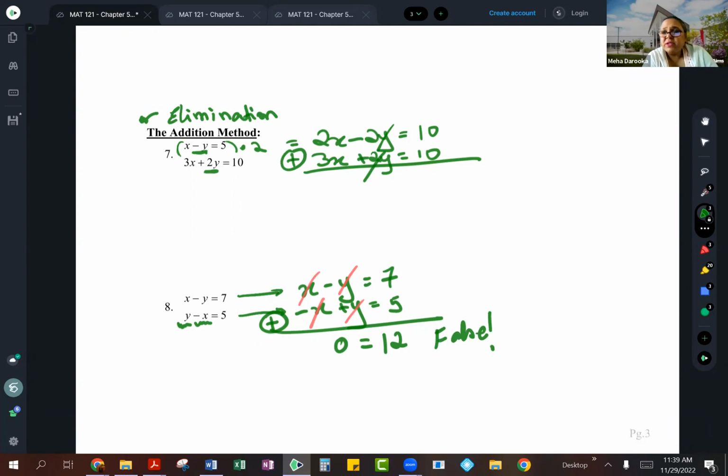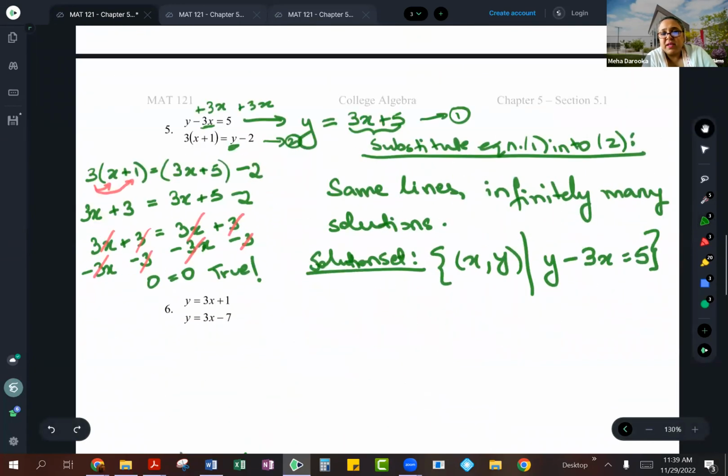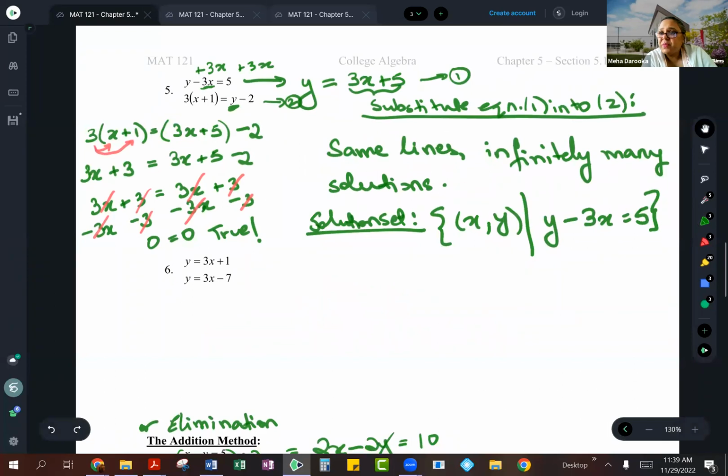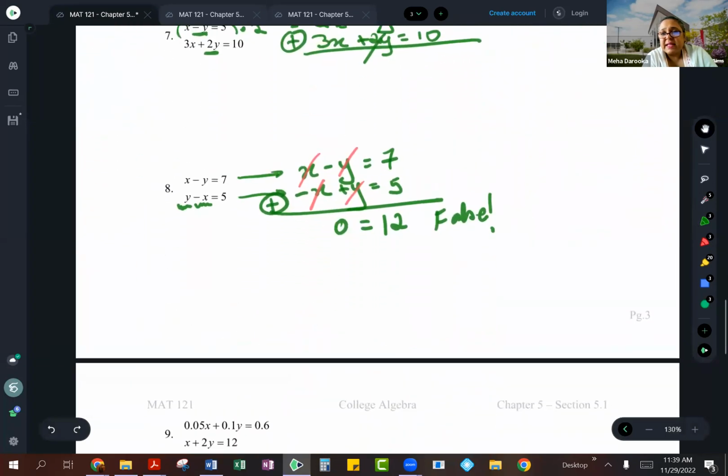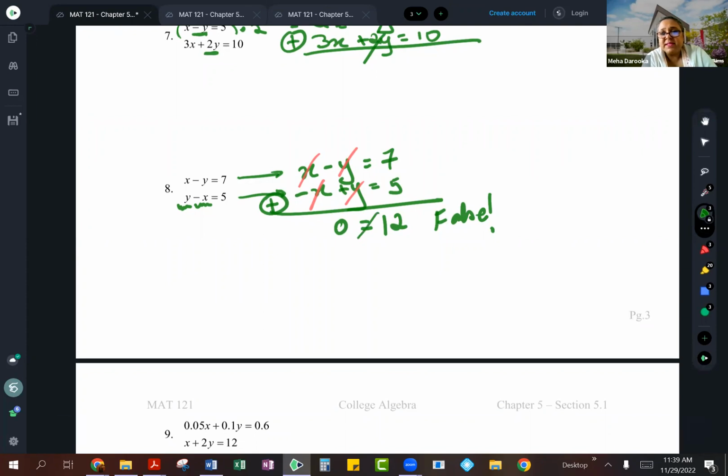Now, if they were going to be the exact same lines, guys, you should have ended up with 0 equals 0 like we did over here. So if they were going to be the same line with infinitely many solutions, you should end up with 0 equals 0, and that's not what we have over here. So we know 0 does not equal 12. This only happens when the two lines are parallel to each other, which means they have the same slope, but they have different y-intercepts.